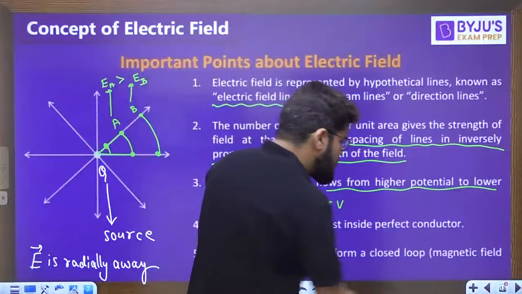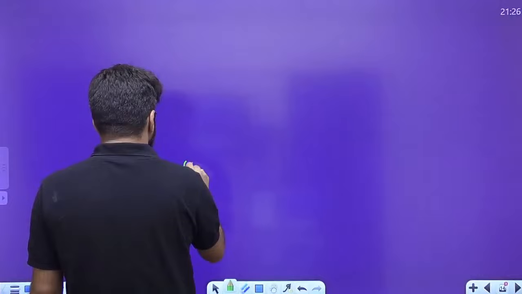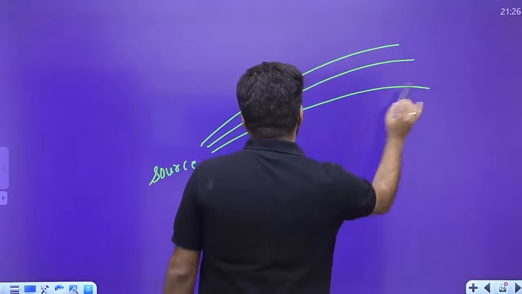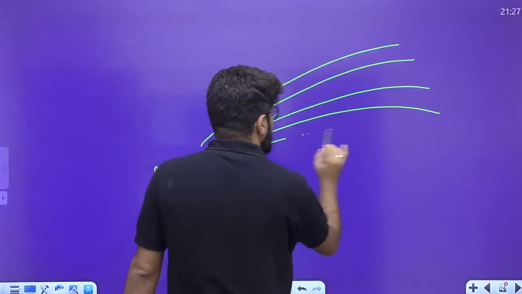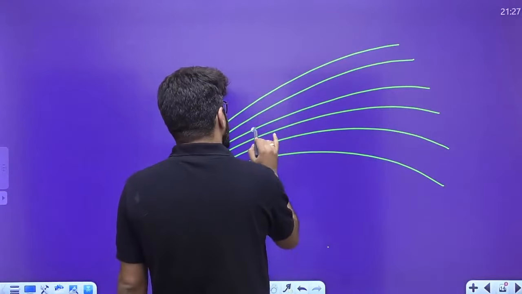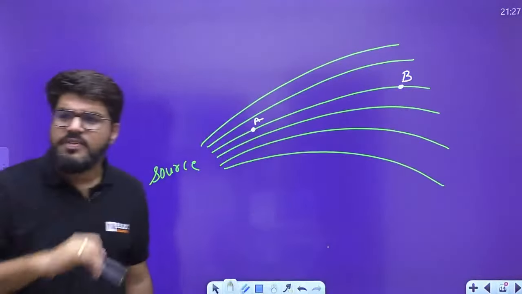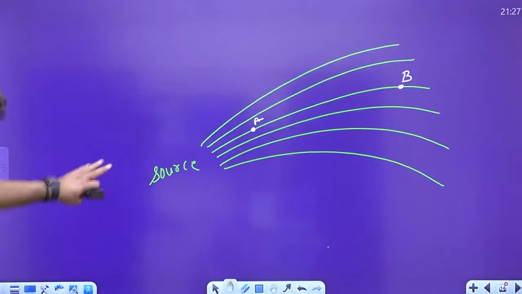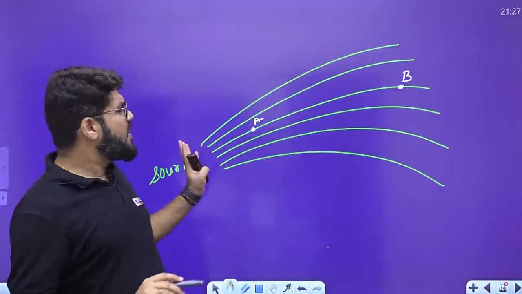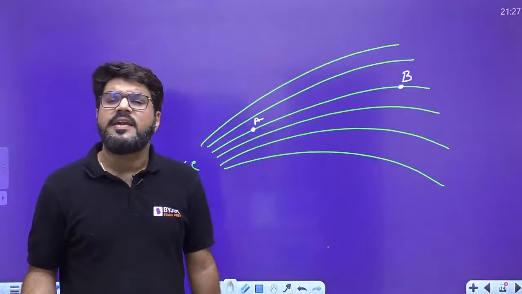Suppose I want to give you an example. Suppose this is a source, and there are some electric field lines which may be flowing like this. Let me highlight 2 of the points. Suppose there is some point A and some point B. I don't know what is the type of source, but I have been given some field lines. At which of the 2 points A and B is the electric field more?